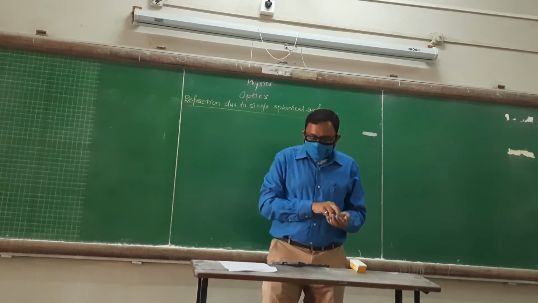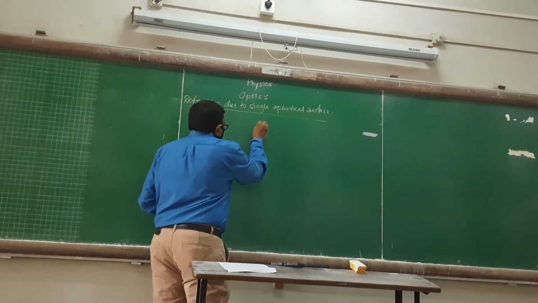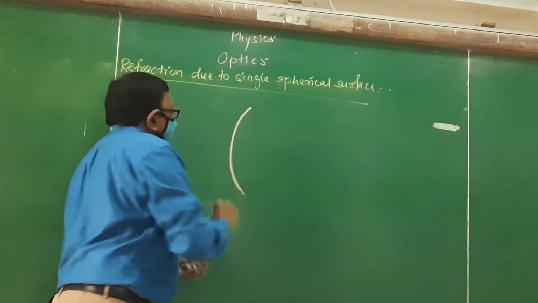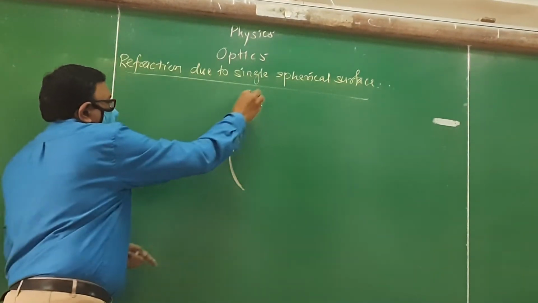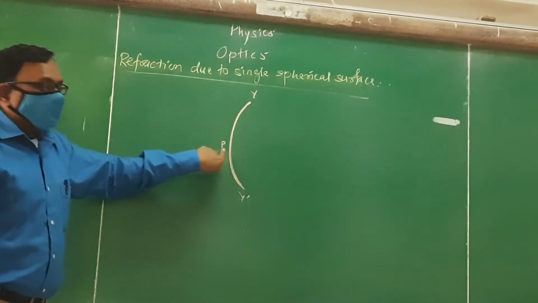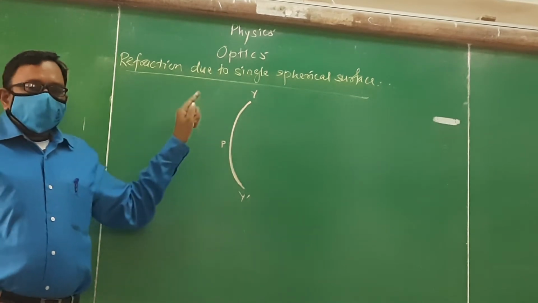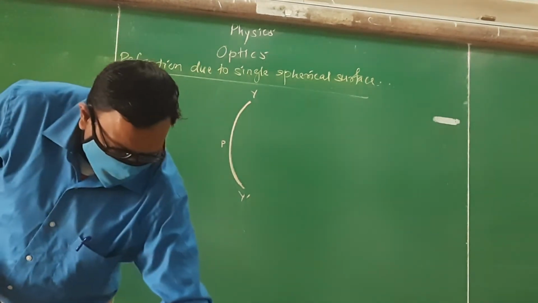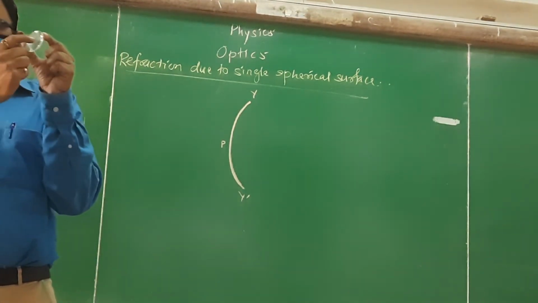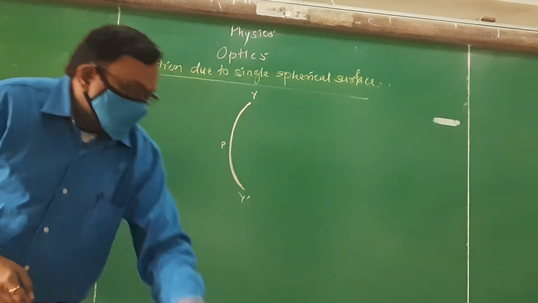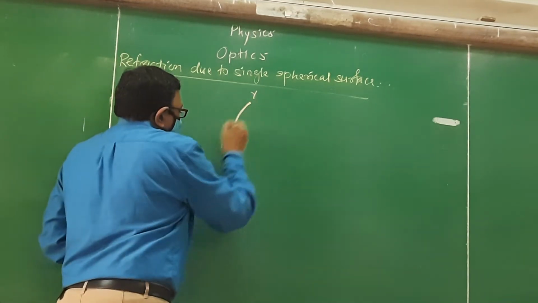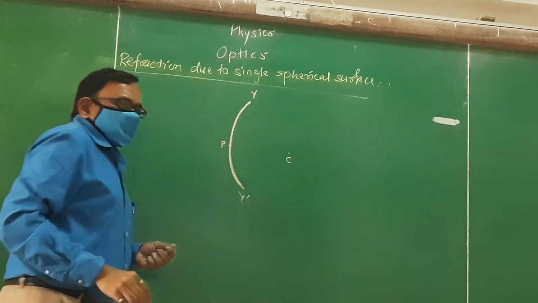For that, we draw a single curved surface. Let's see here. This one is a single curved surface. This curved surface we term as Y P Y dash, where P is the pole of this curve. Do you know about the pole? This one is a lens, and this lens has a curved surface. At this portion, we observe the pole. Now this curved surface has a center. That center, this one, is the center C.